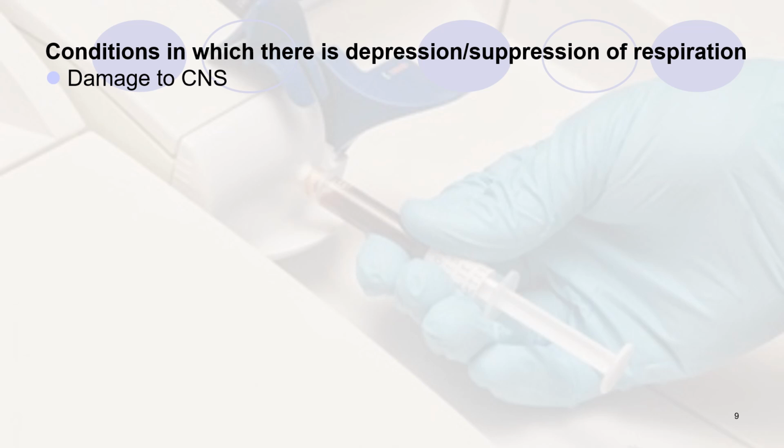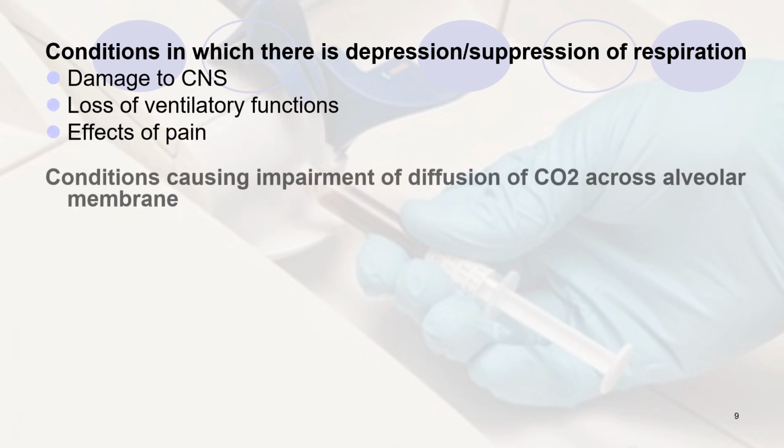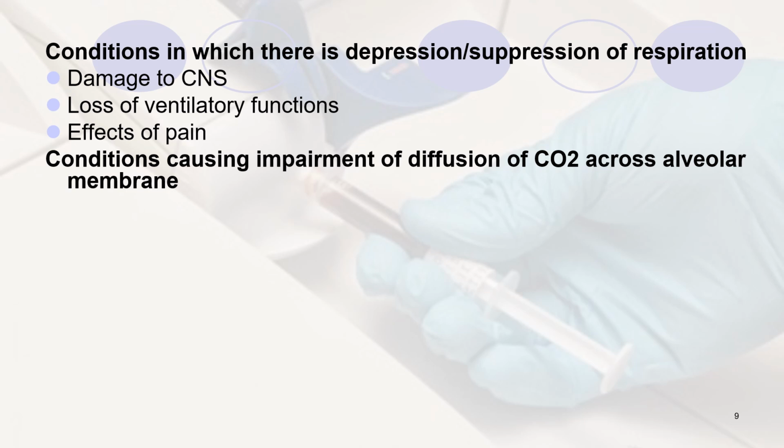So in all these situations, when there is damage to the central nervous system, the respiratory center will be affected. Normal gas exchange will not take place and carbon dioxide will be trapped in the blood itself, along with the loss of ventilatory functions and the effect of pain. The second cause is a condition causing impairment of diffusion of carbon dioxide across the alveolar membrane.